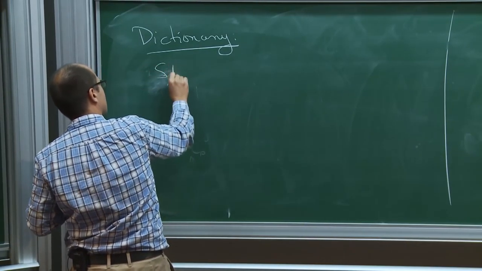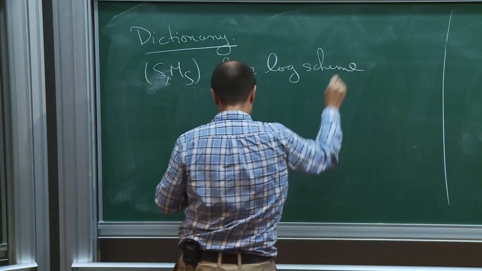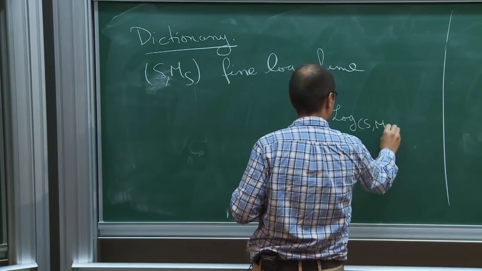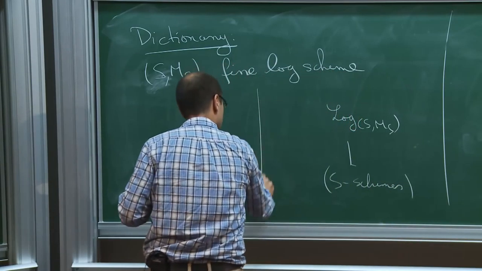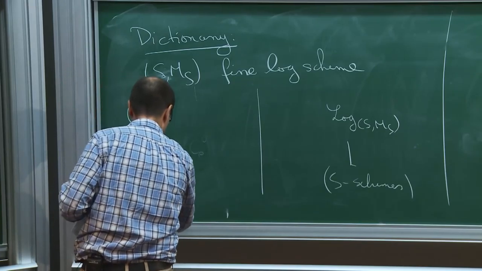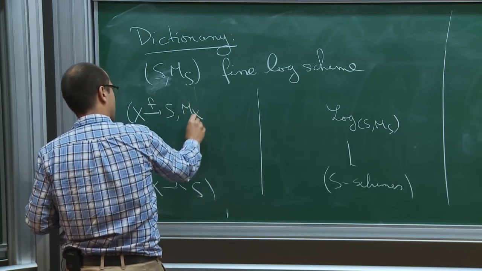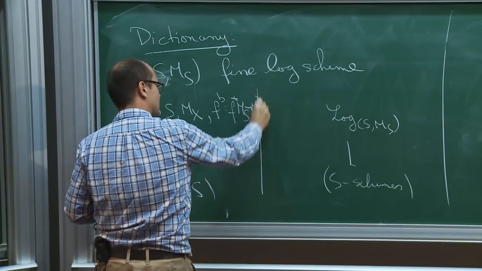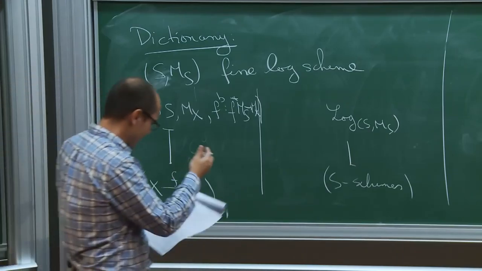If I have S, if I have a fine log scheme, then you can think about the stack, which is what does it do? An object over some X to F, some F: X to S, here is a fine log structure on X, and this map F upper star. This is sort of an old story, but let me write it out anyway. So that's a fiber.